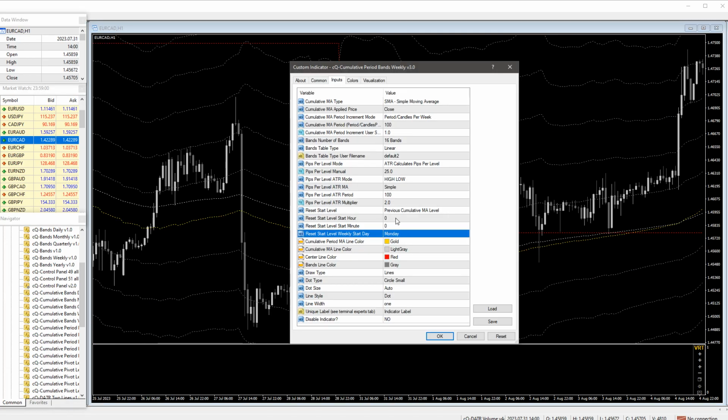Down here, you can select the start hour, start minute, and then the day. This applies to cumulative period bands daily, weekly, monthly, quarterly, and yearly. So this same type of thing applies to all of those. So that's the indicator.